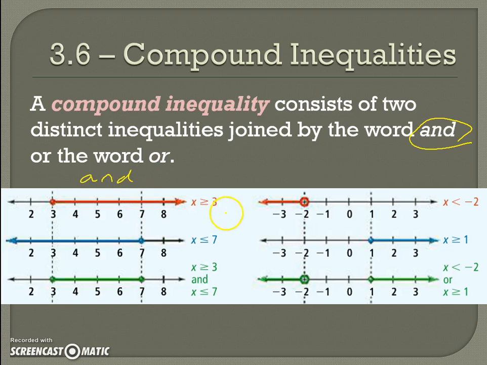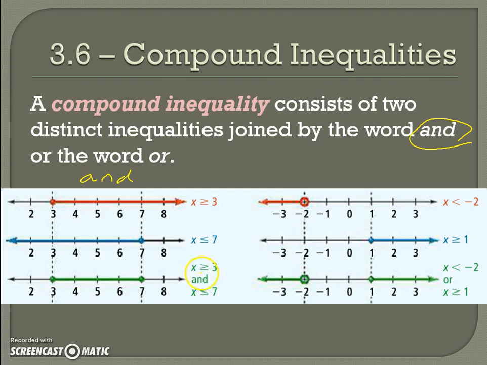So here if I have two inequalities, compound means more than one. Compound, two things that are put together. If I have x is greater than 3, it graphs like this. Notice it's a closed circle, going in this direction. If I have x is less than or equal to 7, that would graph like this. So when it's a compound inequality, you're looking at those things combined.